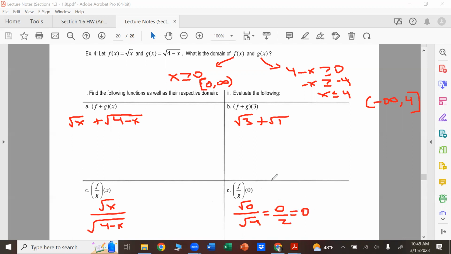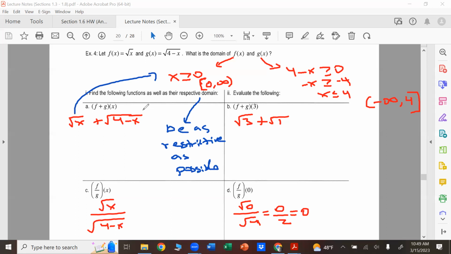There we go. Now the domain's interesting. What you'll have to do is be as restrictive as possible. So here I know that x is bigger than or equal to 0, right? Here I know x has to be less than or equal to 4. So you have to make sure you make both happy. That's why you have to be as restrictive as possible. You have to make both happy.